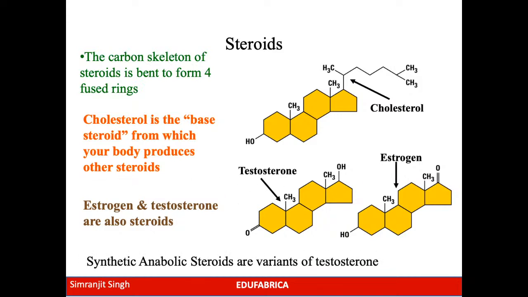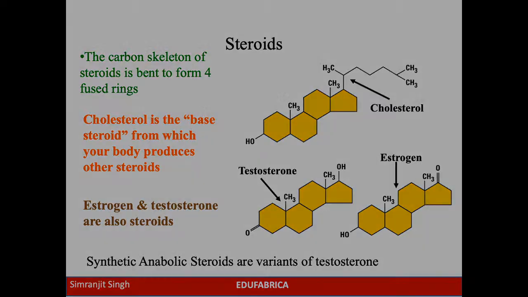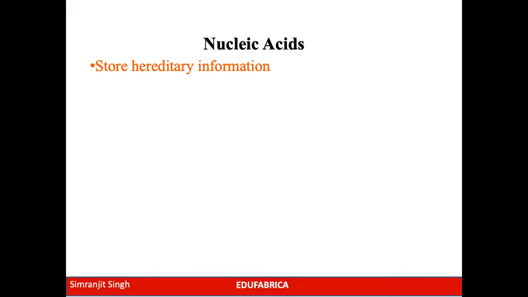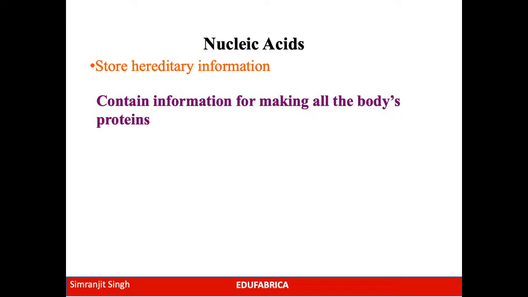So synthetic anabolic steroids are variants of testosterone. Nucleic acids store hereditary information. They contain information for making all the body proteins. Two types exist, that is DNA and RNA.